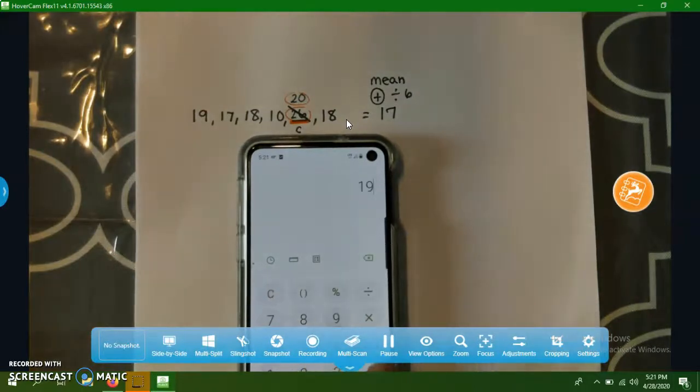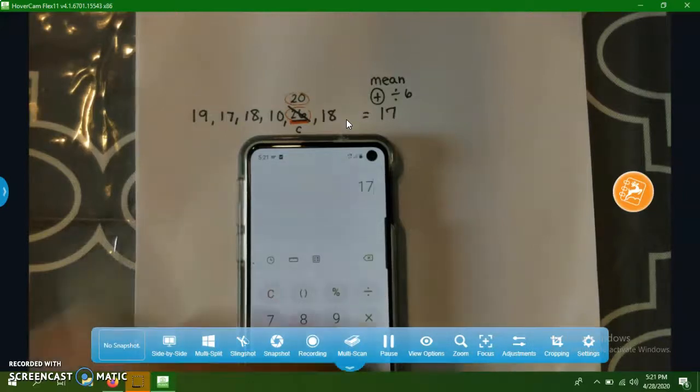So let me just plug it in with 20. I'm going to add up all my data very carefully and divide by 6. And I got 17.